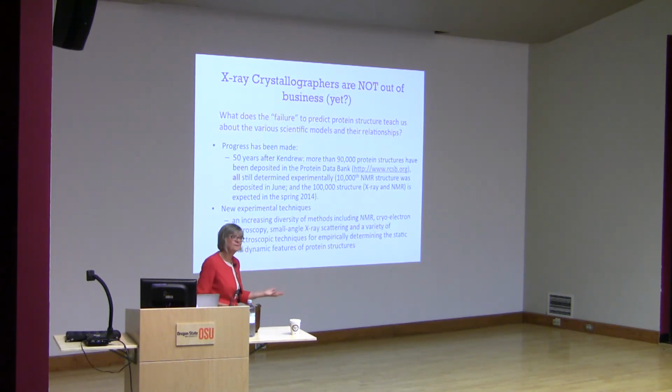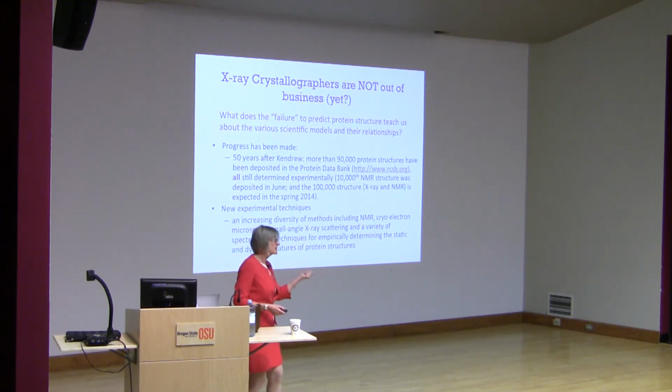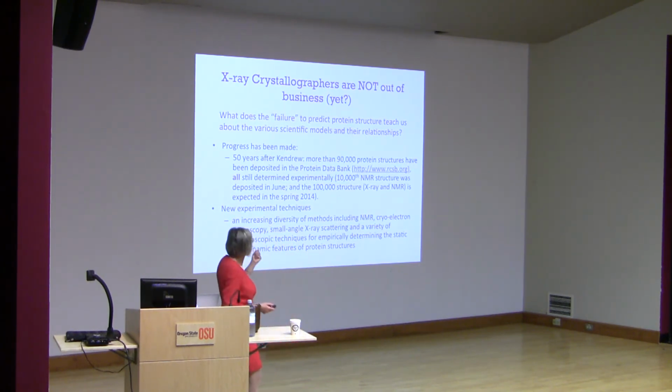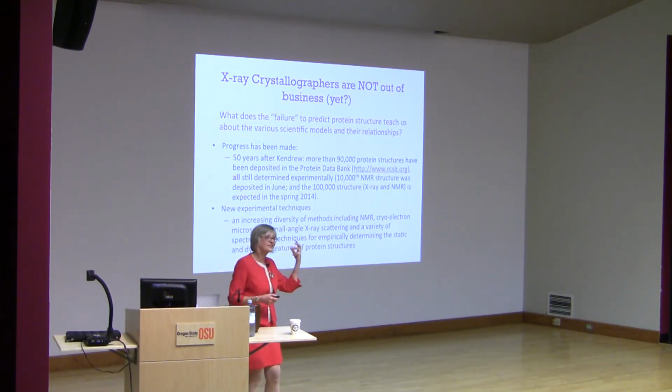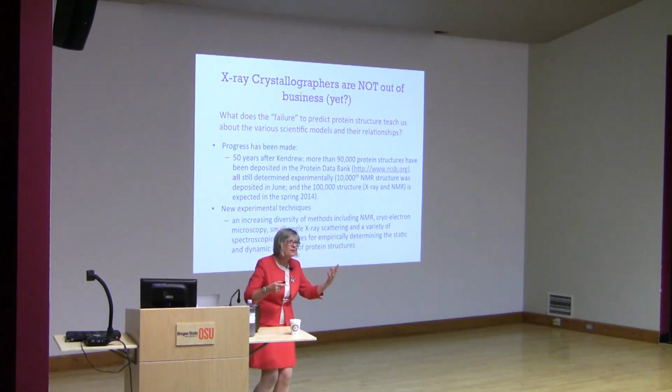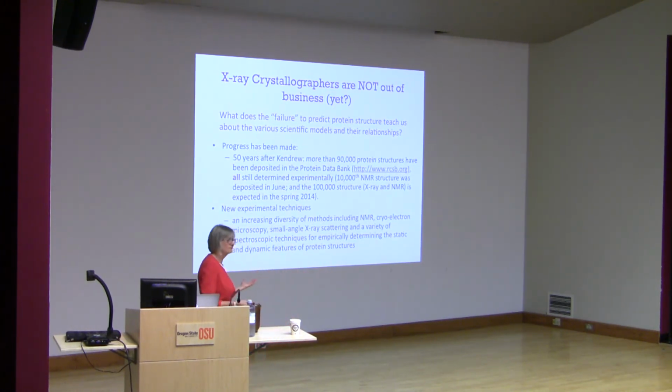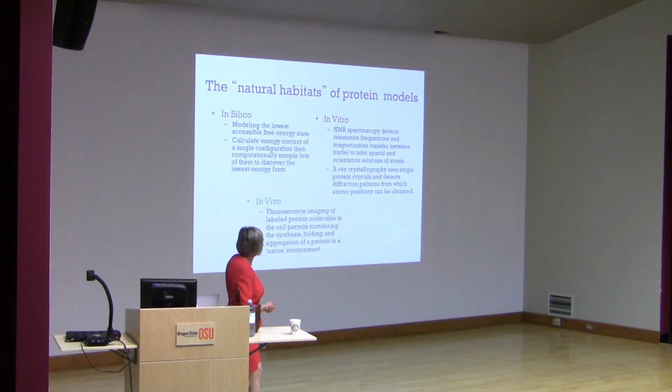If you look at the PDB, it's predicted that in January of next year, the 100,000th structure will be there. Even NMR, we've just reached the 10,000th NMR structure. So experimental structures are done all the time, and we haven't lost out to the computational predictors yet. Lots of methodologies now also contribute to getting structures.